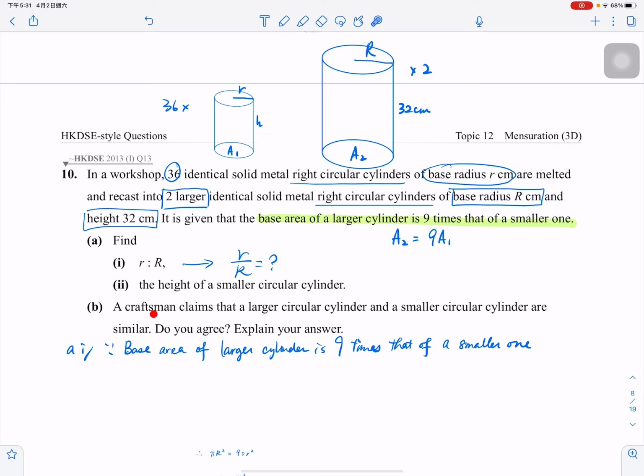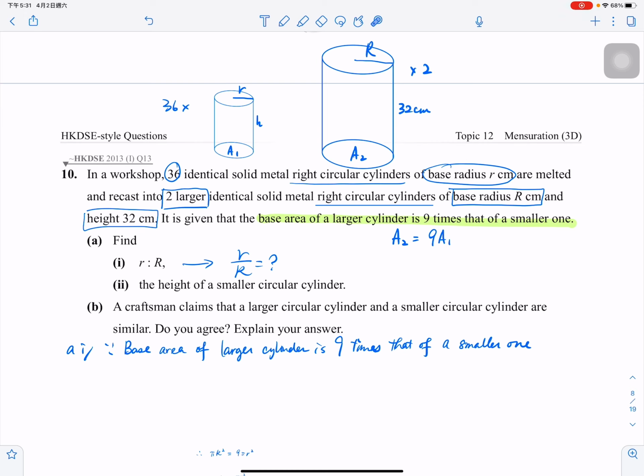Part B, a craftsman claims that the larger cylinder and the smaller circular cylinder are similar. Do you agree? See? It asks you, are they similar? These two cylinders, are they similar? Explain your answer. Yeah, study the question once again. You found that there is no term "similar" in the question. You cannot conclude they are similar cylinders. So be careful when you find r to R.